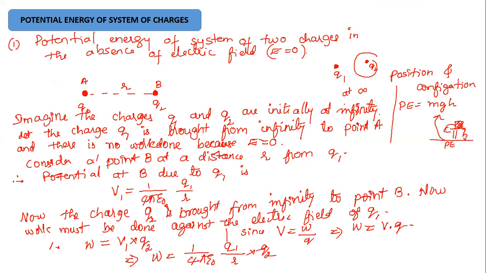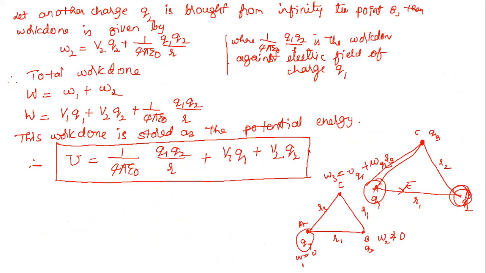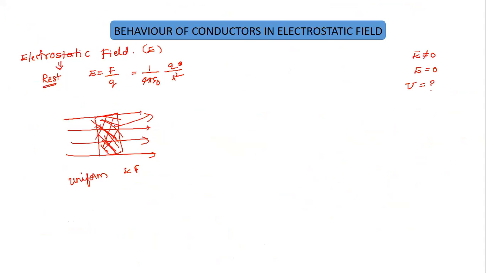Potential energy of a system of charges: 2 charges in the presence of electric field and in the absence of electric field, 3 charges in the absence of electric field and in the presence of electric field, that we have studied. Then we studied these derivations. Then the behavior of conductors in electrostatic fields.